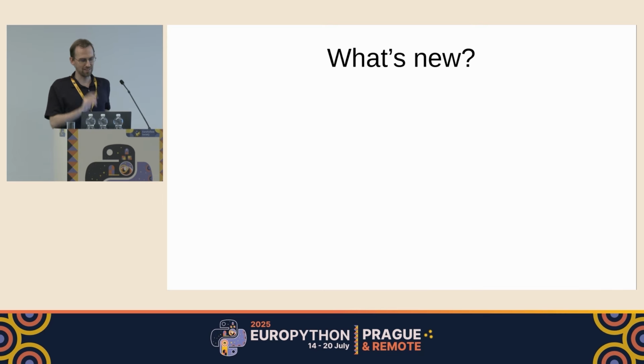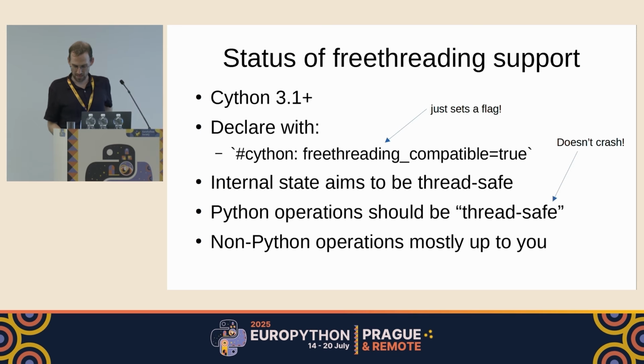So, okay, the next bit I want to go through is what's new in Cython. The good news is the status of free threading support from Cython 3.1, which is the latest major release: it basically works. You need to declare the directive freethreading_compatible equals true, and that just sets a flag on your module which says it's compatible. It does nothing else. So this is you promising the Python interpreter that you've got it right.